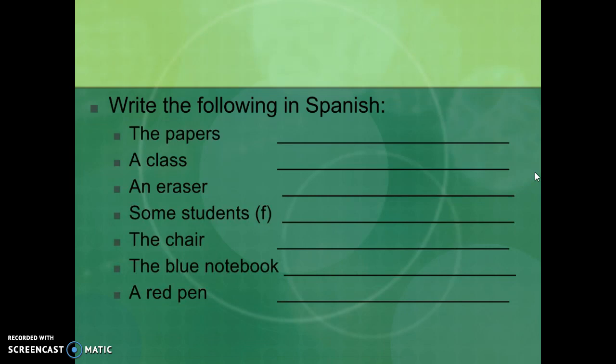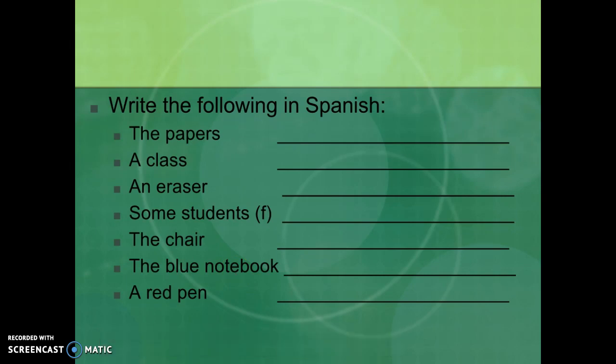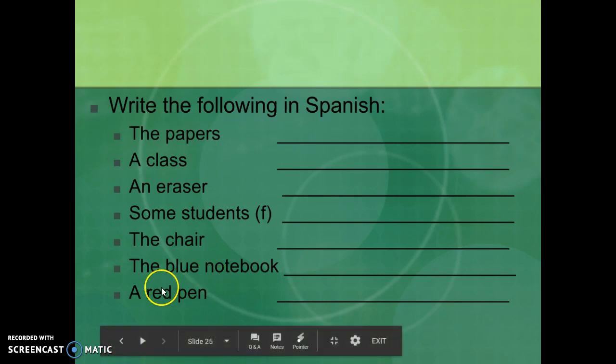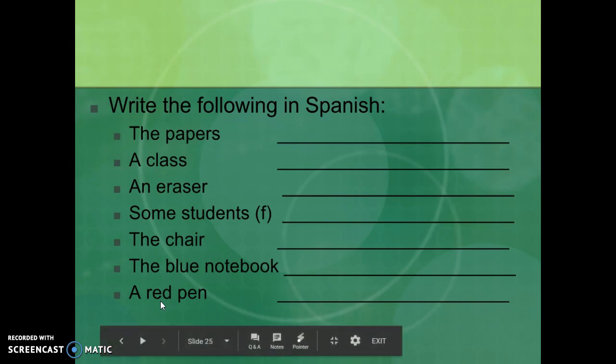For the final part of your homework, what you guys are going to do for me is write the following in Spanish. Be very careful. As you can see, this first one is the papers, but the next one is a class. So you have to choose between the definite and the indefinite articles. For the blue notebook, in case you don't remember the color blue is azul, which is spelled A-Z-U-L. And the word red is rojo, and it is spelled R-O-J-O. Again, please write the following in Spanish in your notebooks and bring them to class, and we will go over them then.